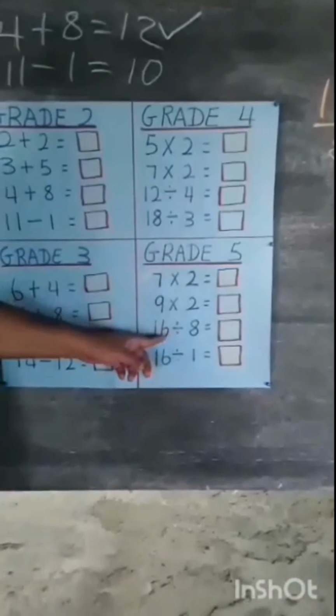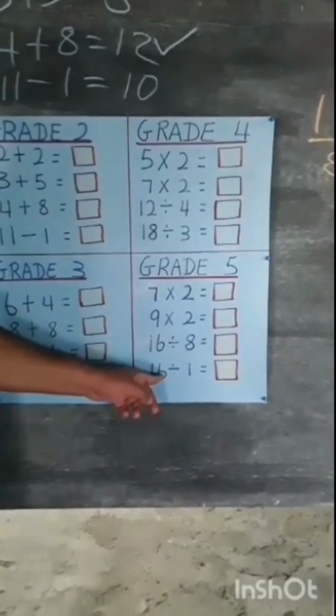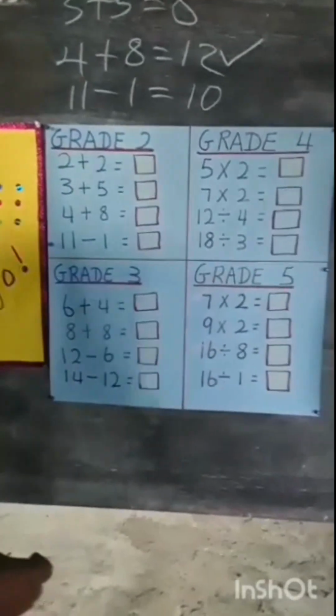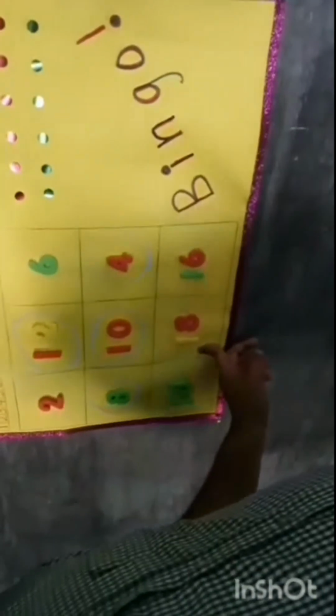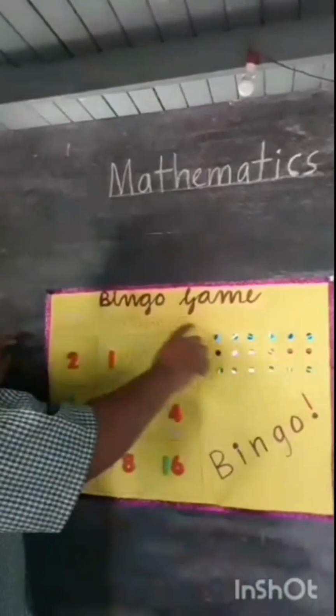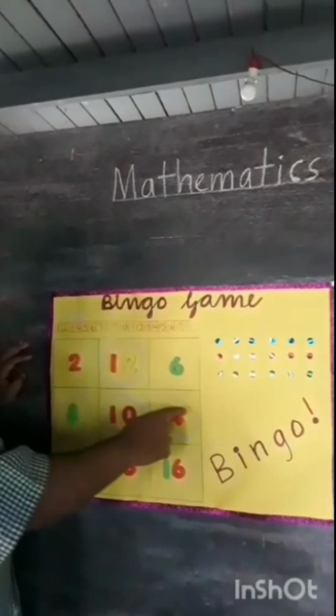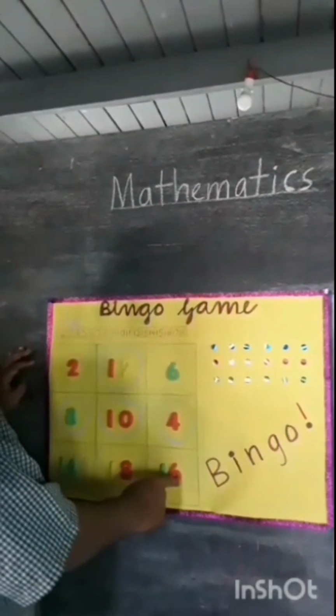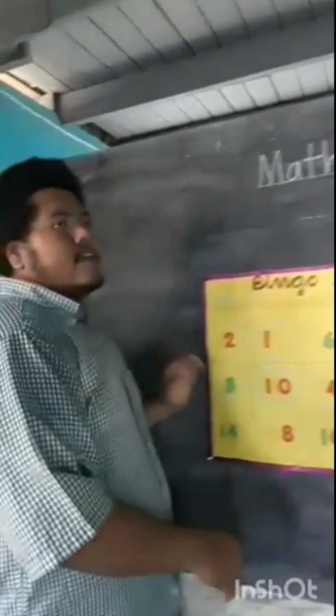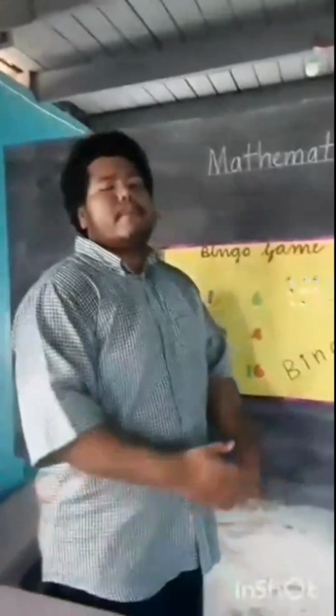Right? If the child should get the last sum wrong, they will not be able to get the bingo, right? 1 into 16 will give me 16, right? So in order for the children to get the bingo, they must get all 3 of the problems correct. So the children can get their answers vertically, horizontally, or even diagonally, right? Once they get 3 answers in a row, it will be bingo.